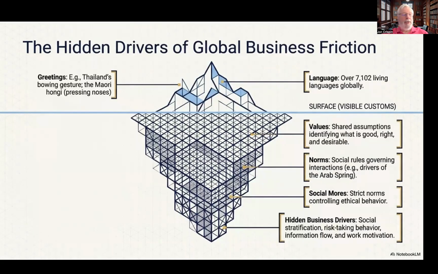Navigating the cultural iceberg. Let's now transition into the social side of business by using the iceberg metaphor. While greetings like the Thai bow or the Maori hongi are visible, the most significant parts of culture are hidden values and norms. And these shared assumptions identify what a society believes is desirable or right. This realization is essential for avoiding workplace crisis situations while working across borders.